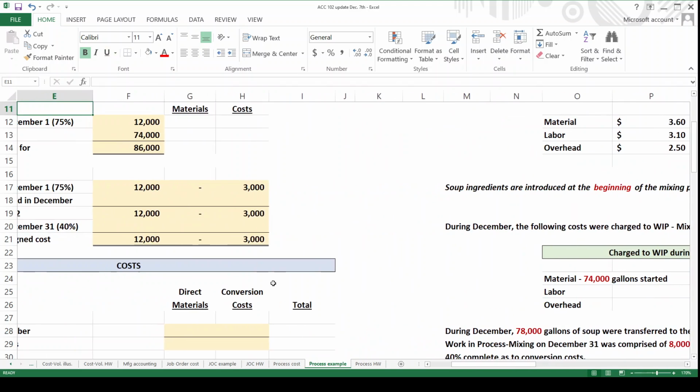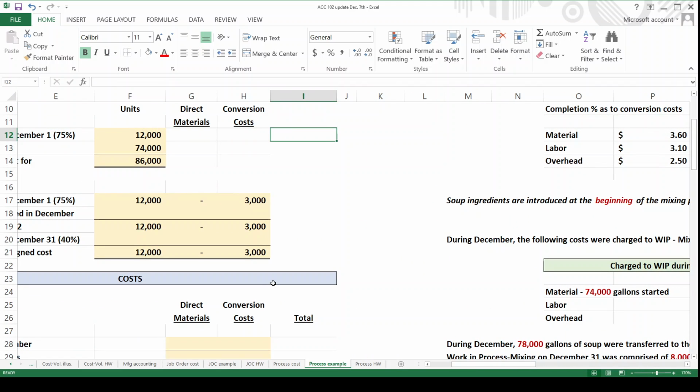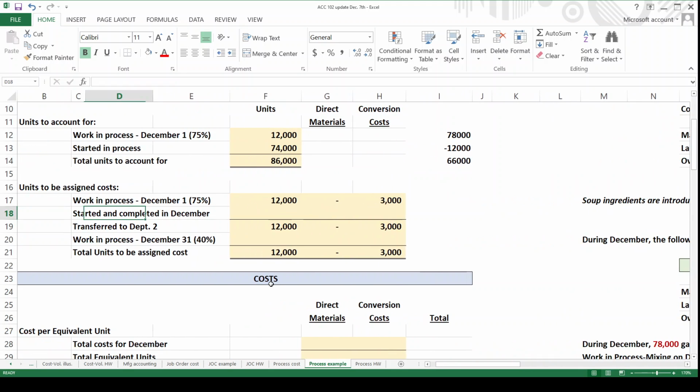So let's look at this. We're using a FIFO mentality here. So these we would assume would have been part of the 78,000. So how many units did we actually start and complete? Must have been 66,000. These we finished off. Those are started and completed. So equivalent unit wise, that's easy. That's going to be 66,000 over here in whole units.